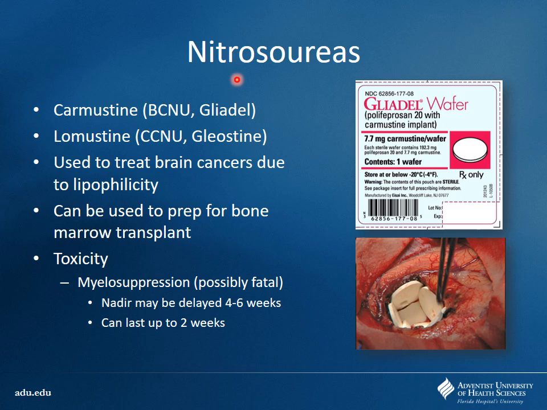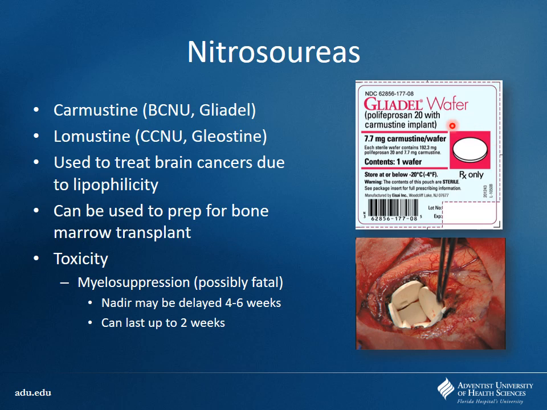We have a few nitrosoureas. Again, these are also alkylating agents, but they have a few different uses, including carmustine and lomustine. This one's actually kind of interesting because they are particularly suited to treat brain cancers. We mentioned getting drugs into the CNS can be very difficult due to that blood-brain barrier, but things that are more lipophilic have an easier time crossing. And so this is where we have things like carmustine being used for brain cancer.